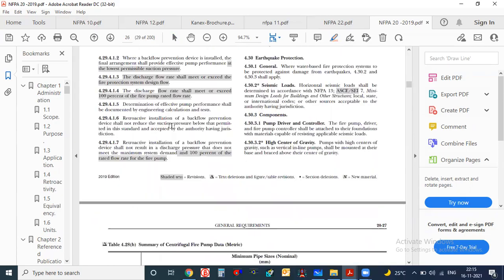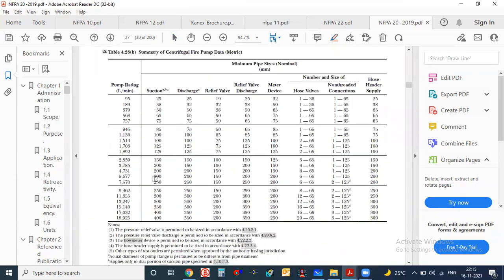Okay, so that's why you see that in our projects we use maximum 8 mm, or it can be 200 mm. Suction, discharge, relief, and here they have given the number and size of hose or hydrant connections, where we have to use 65, where you have to use 38, something is given here. Hose header supply, this is the header, the header pipe size is given here. From 25 up to 300, from 25 up to 400 is given.